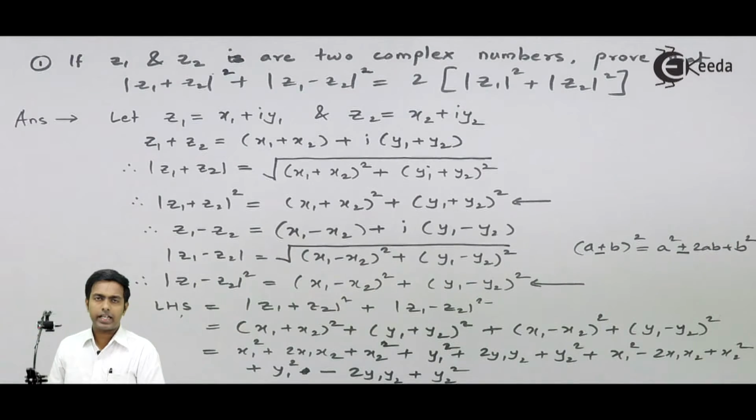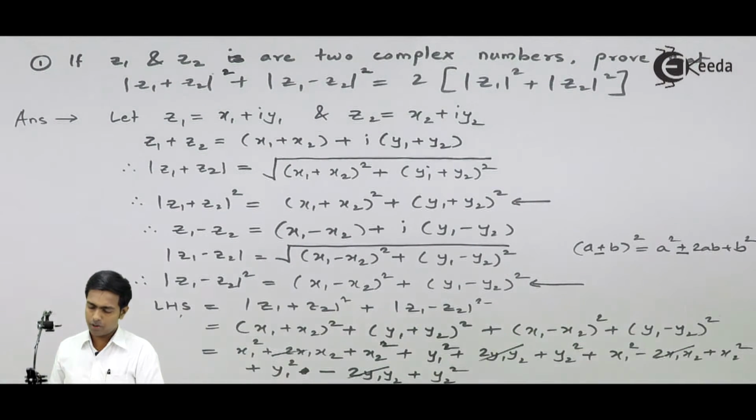Now next, we will cancel the terms which are opposite in sign. So here you can see 2x1 x2 has a plus sign and 2x1 x2 has a minus sign, so we can cancel it out. Similarly, 2y1 y2 and minus 2y1 y2 get cancelled. Now we will write down all the remaining terms on the next slide. You can see we have x1 square 2 times, x2 square 2 times, y1 square 2 times, and y2 square 2 times.